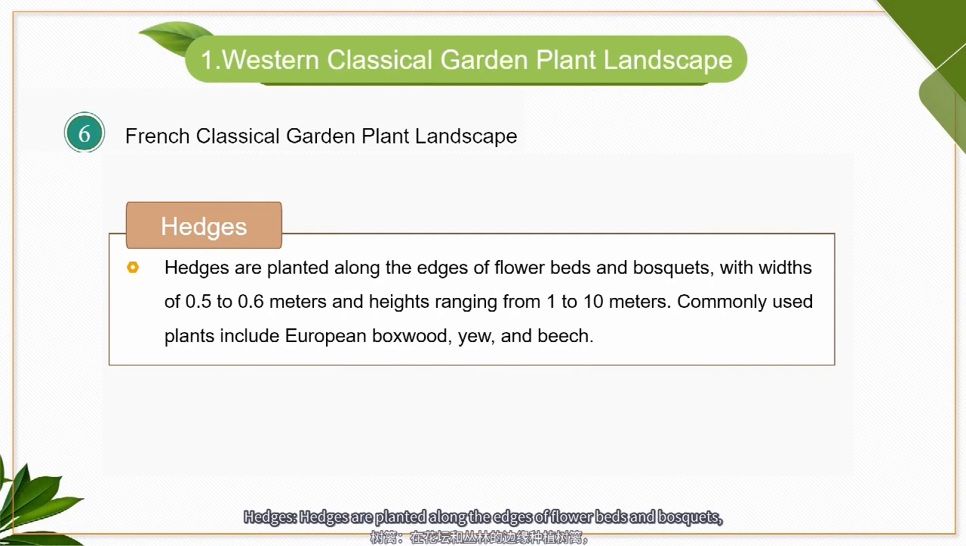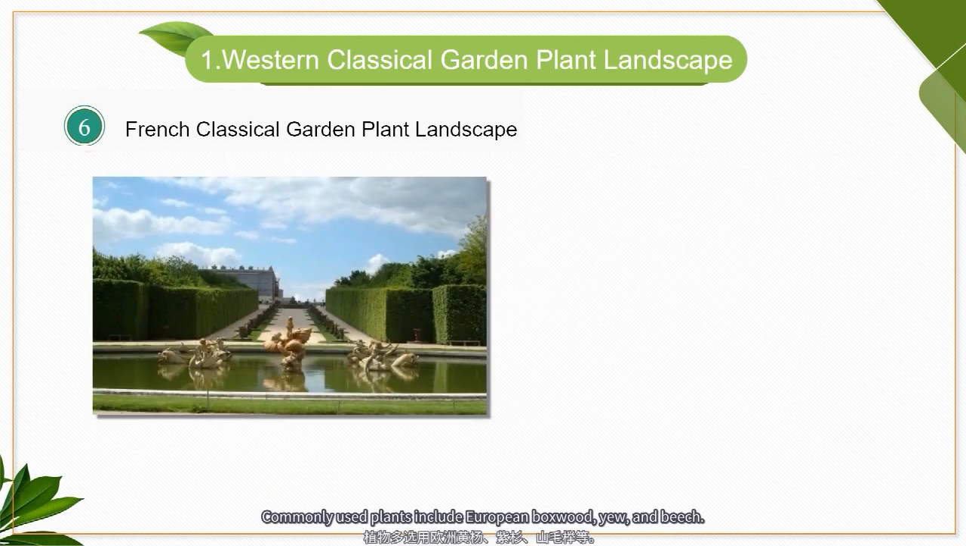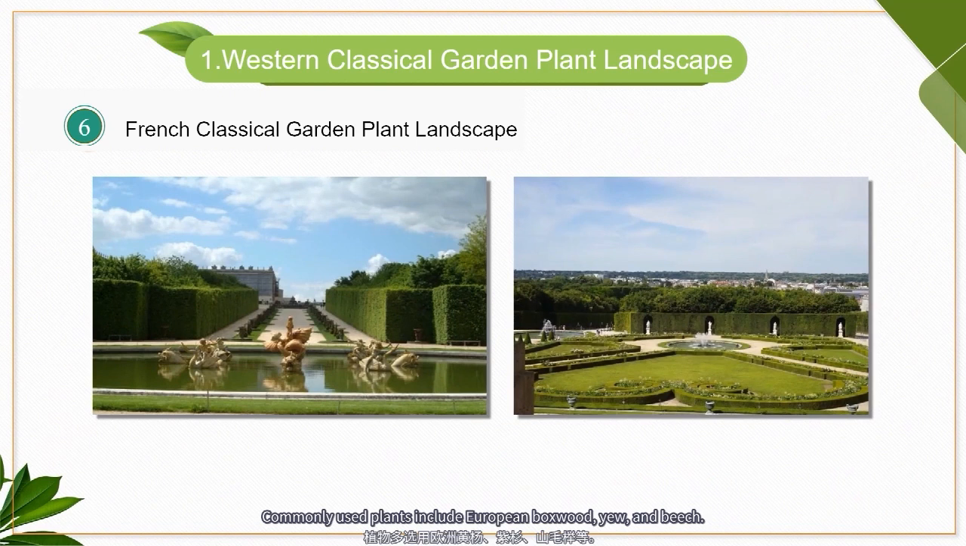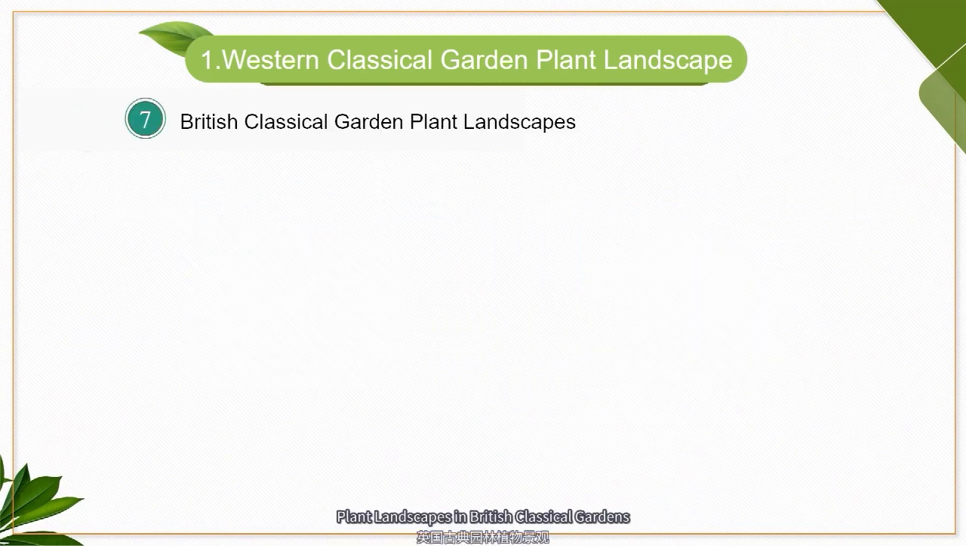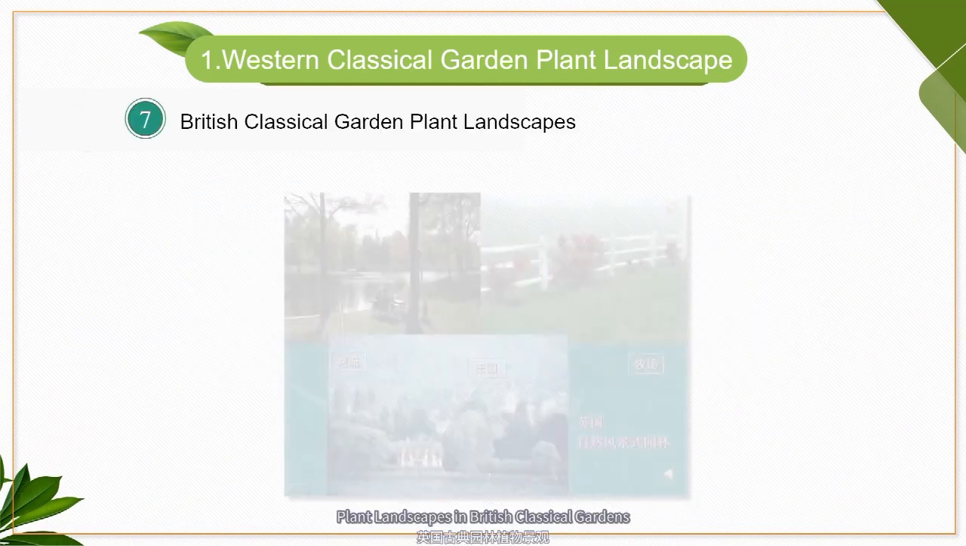Hedges. Hedges are planted along the edges of flower beds and bosquets, with widths of 0.5 to 0.6 meters and heights ranging from 1 to 10 meters. Commonly used plants include European boxwood, yew, and beech. Plant landscapes in British classical gardens.